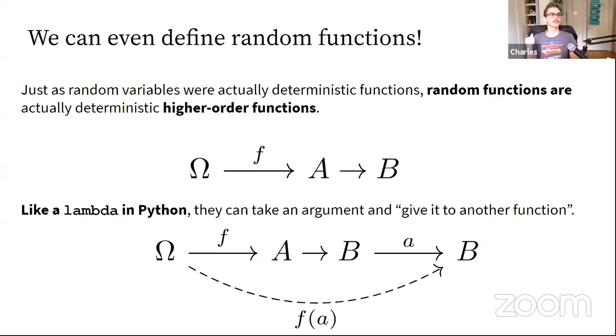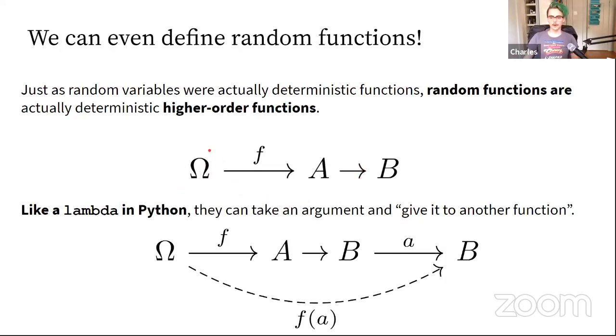And lastly, this is where it's really valuable, we can even define random functions. So just as random variables were actually deterministic functions, random functions are actually deterministic higher order functions. So now what's happening here is we're looking into a universe, and that universe is spitting out not just a single number, but a function. So I've represented that here by this tiny arrow. Notice that this tiny arrow is much smaller than these big arrows. This is maybe bad notation, but bear with me.